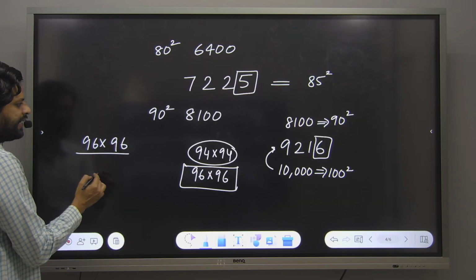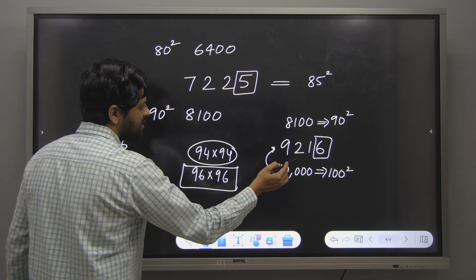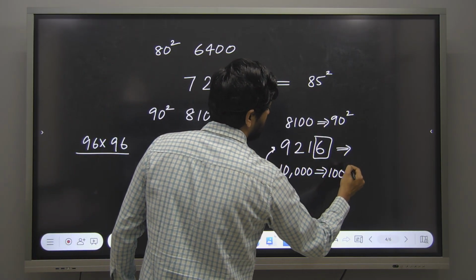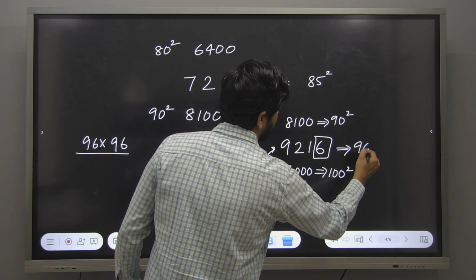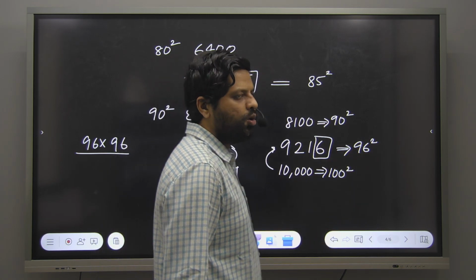Is it 96 square? Whoever gave me the answer? Yes, sir. It is 96 square.